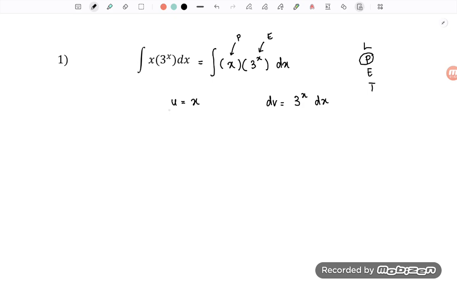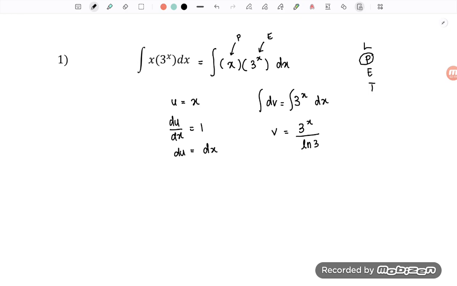Third step, for u we need to differentiate. If we differentiate u with respect to x, we get du/dx equals 1. Then we rearrange to find du, so du equals dx. For dv, we need to integrate both sides. If we integrate dv, we get v. And if we integrate 3 to the power of x, we get 3 to the power of x over ln 3, because this is an exponent.